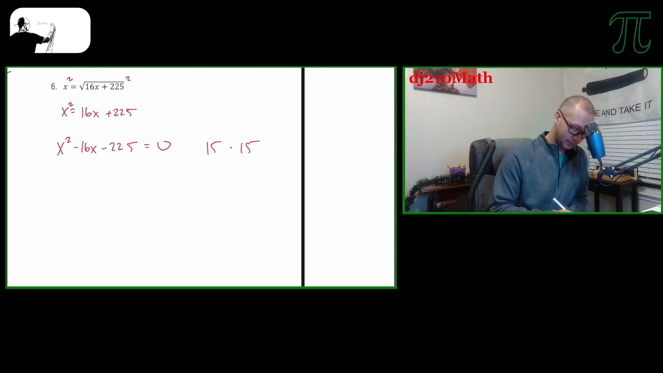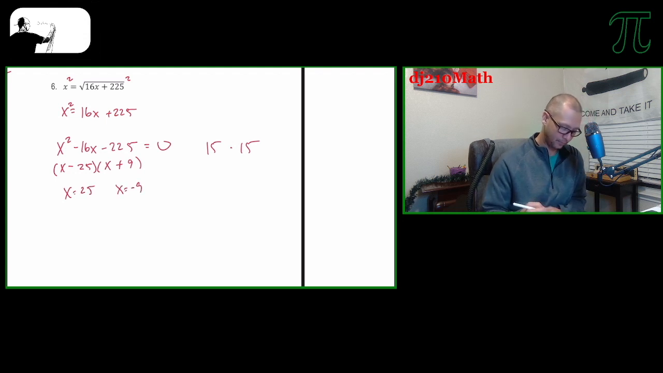Took longer than expected. So 25, 9. The big one's negative. Small one's positive. So x is equal to 25. X is equal to negative 9. The negative one can't be, right? Square roots can't produce a negative number.